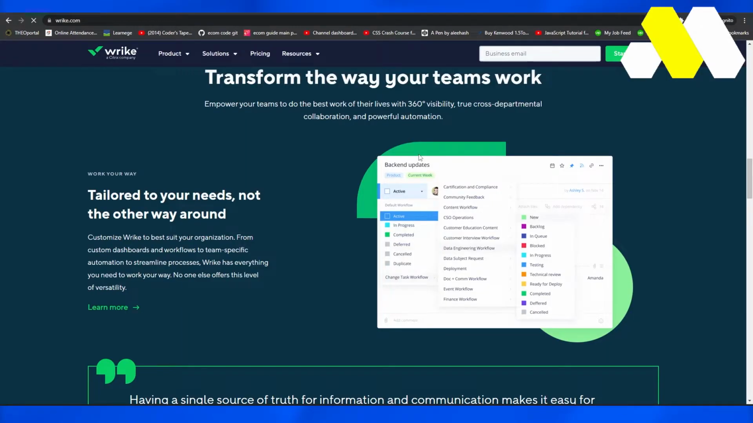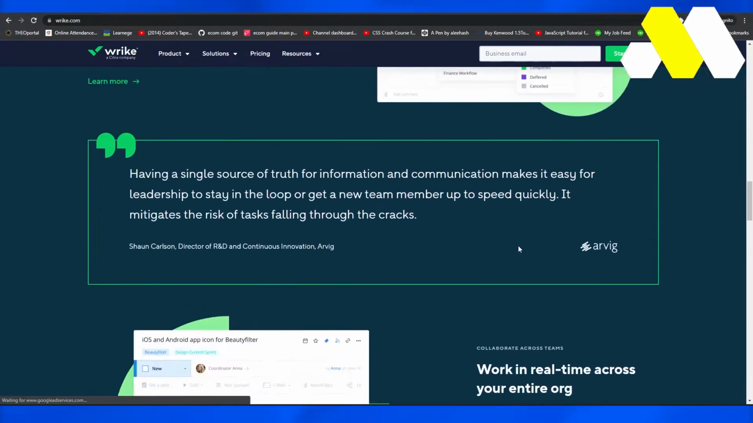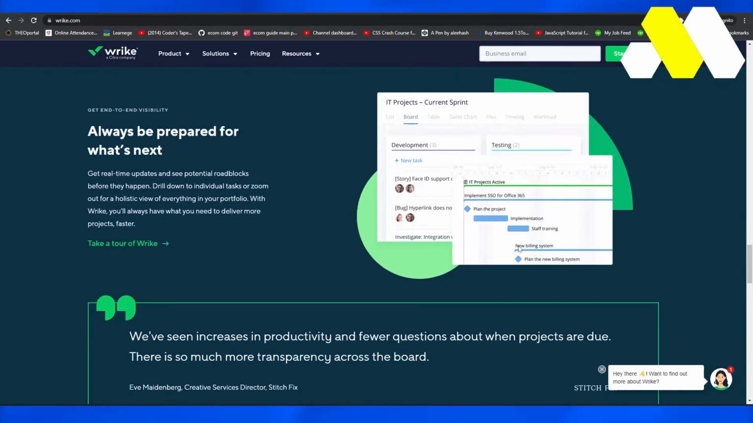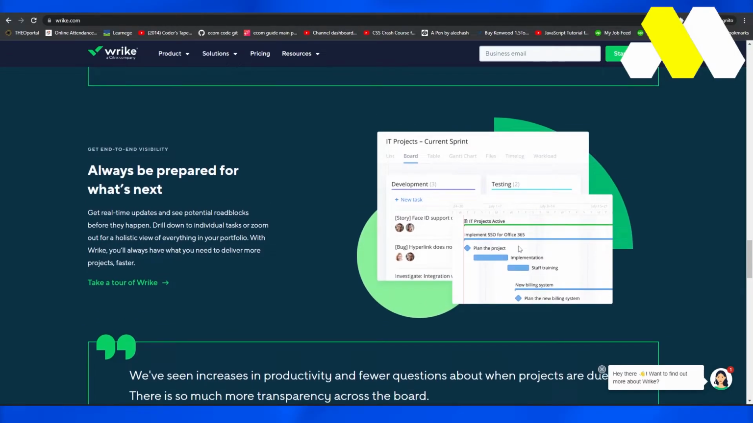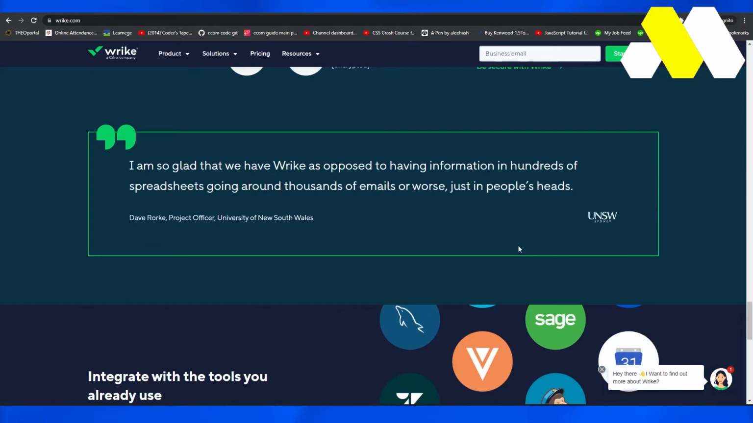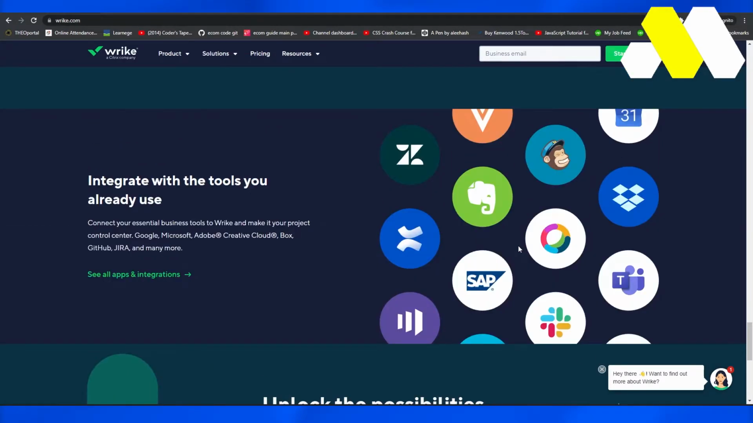So once you have signed up, this is how their dashboard is going to look. Over here you will have all your tasks and everything, and over here you can of course work in real time across your entire organization. You can always be prepared for what's next by simply taking a look at the reports, and you can also take advantage of their industry leading security as well.